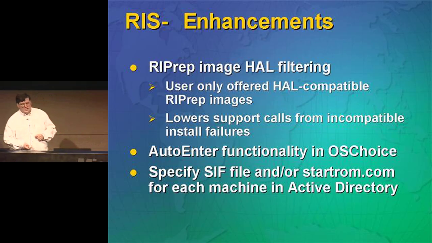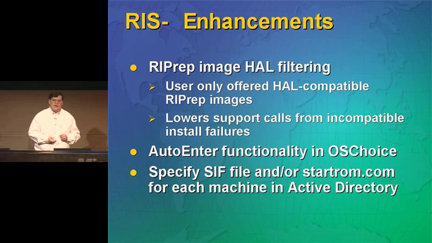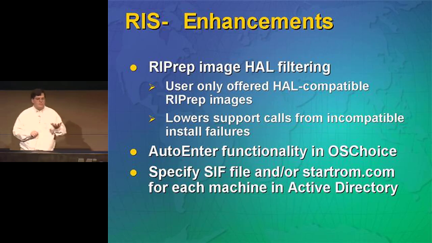Another thing we've done is we'll have a KB out very shortly about how to enable this: the ability to specify a CIF file or a startrom.com. I'll talk to the startrom in a second. But a CIF file is an unattend file. Obviously in an unattend, there are things like machine-specific settings. I want to install IIS on this one. I want to install DHCP on this one. You can toggle it like you can in unattend.